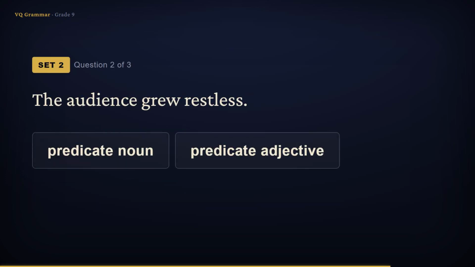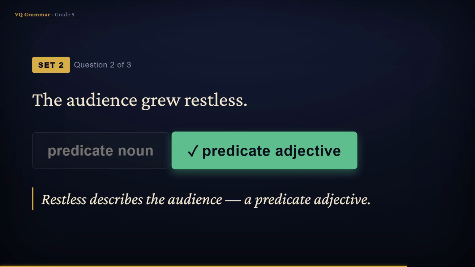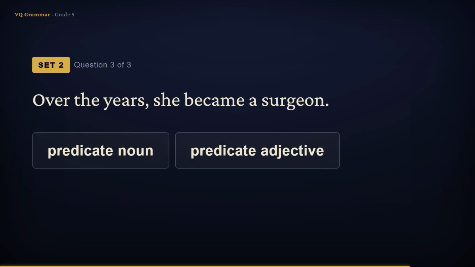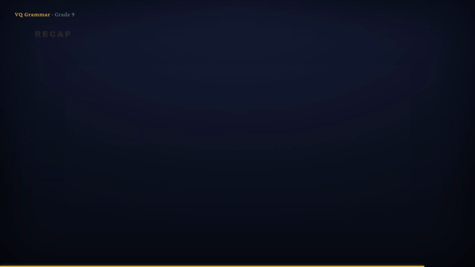The audience grew restless. Grew is linking here. Try the swap. The audience was restless, and it works. Now, does restless rename the audience or describe it? Restless tells us what the audience was like, so it's describing them. That makes it a predicate adjective. Over the years, she became a surgeon. Became links she to surgeon. Does surgeon describe her or rename her? Surgeon is a name for who she is. It renames the subject, so it's a predicate noun.